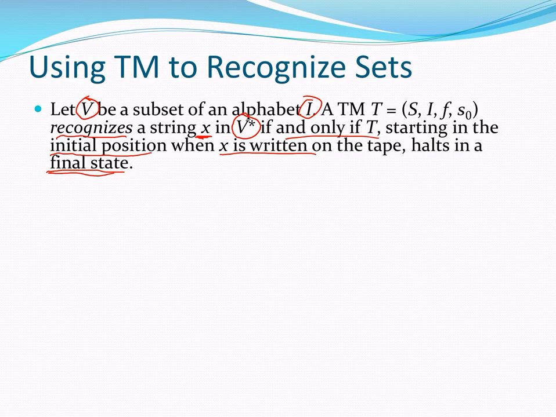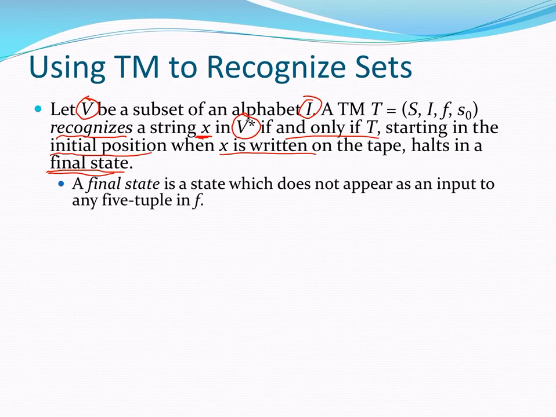And I have to define what a final state is. That is a state which does not appear as an input to any 5-tuple in F. Remember, F is a partial function from the set of states and inputs to states, inputs, and direction. And if you have a state which does not appear as an input, then the machine halts in that state, we say that it is halted in a final state.